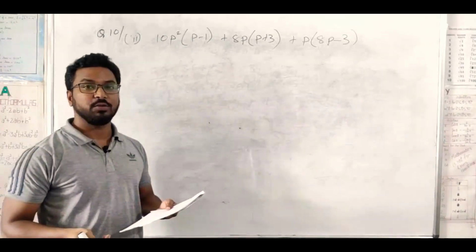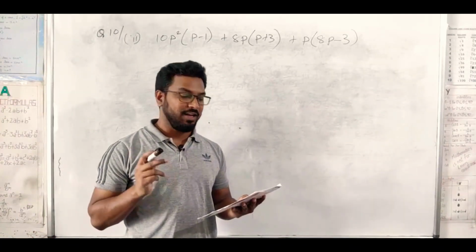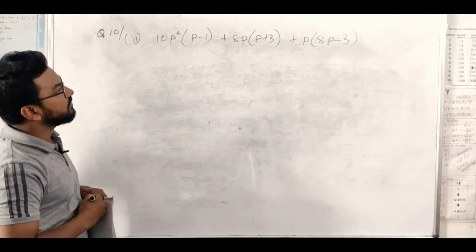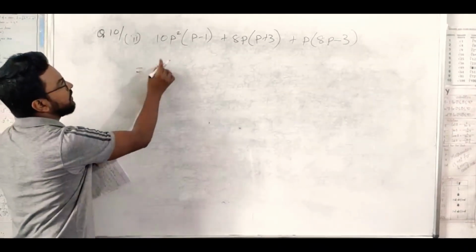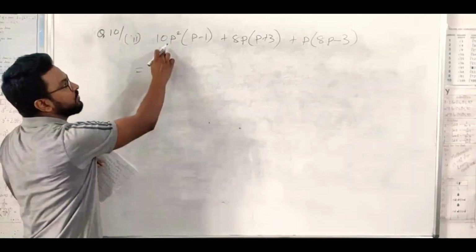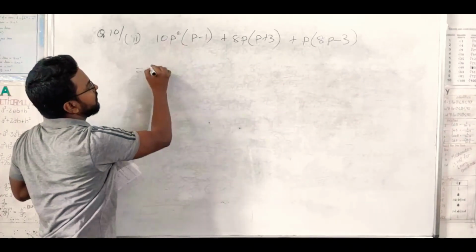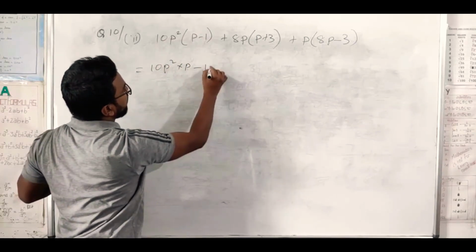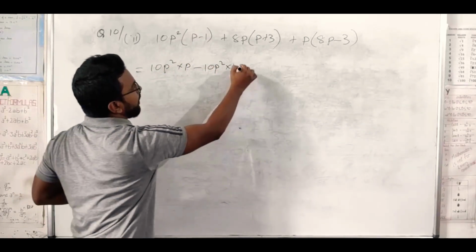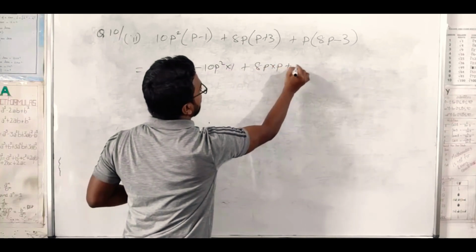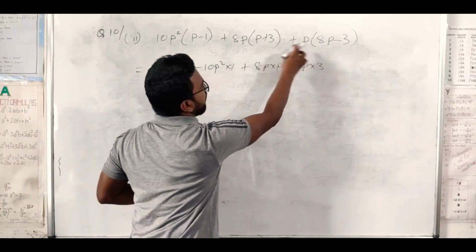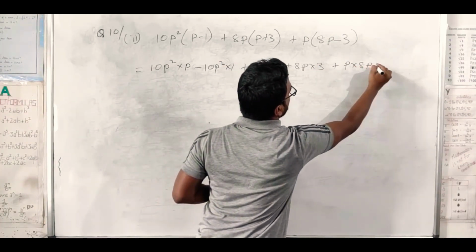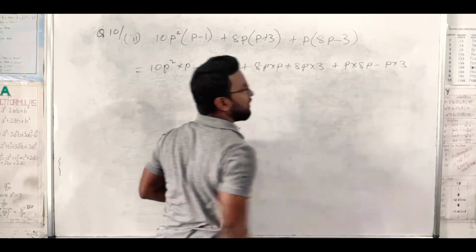So next I am doing directly question number 10, and that will be the last question of exercise 12.2. Okay, so here it is given simplify. You have to simplify this expression. So what will you do? Similar to the previous question, first you have to multiply this one with this and this one with this. So p square into p minus, again you have to multiply 10p square into 1 plus 8p into p plus 8p into 3. Again 8 plus p into 8p minus p into 3.